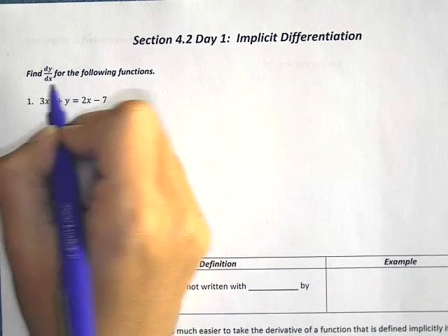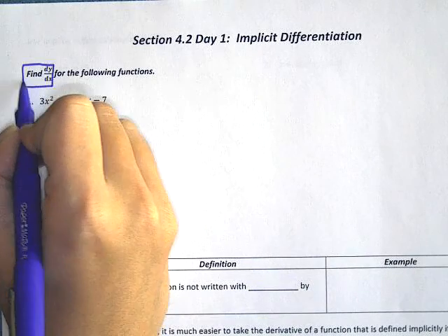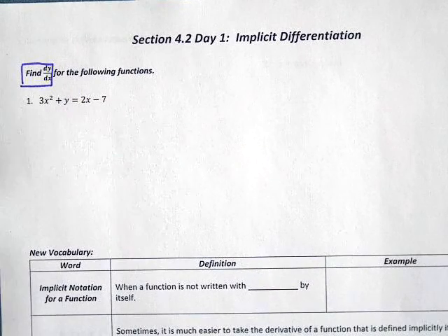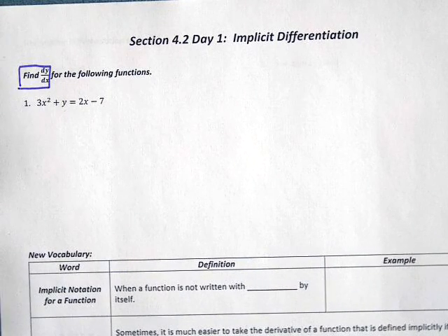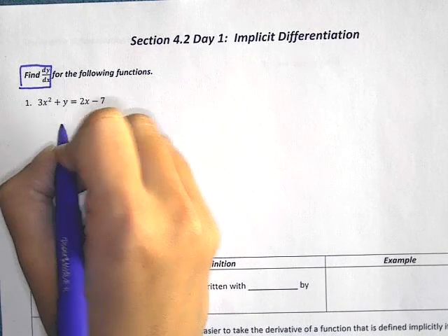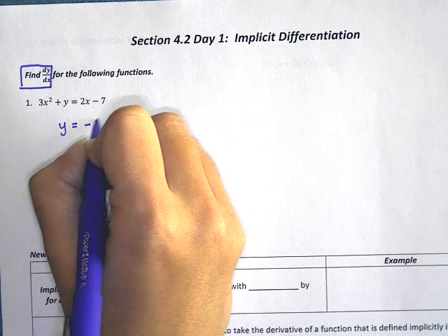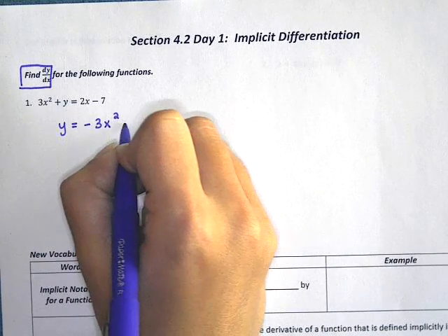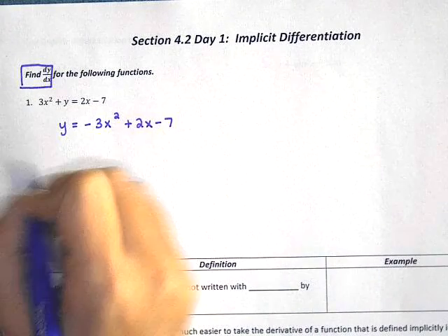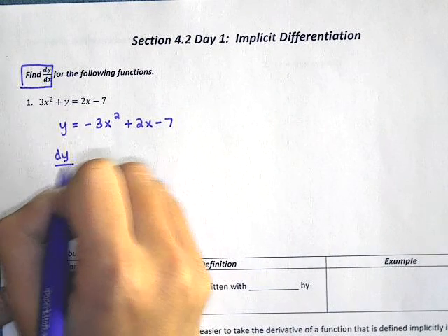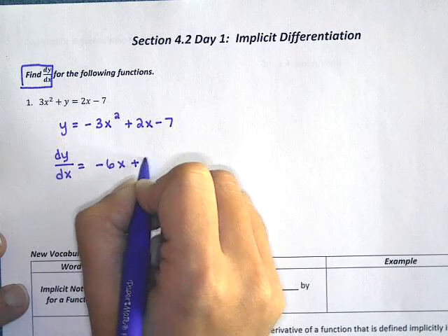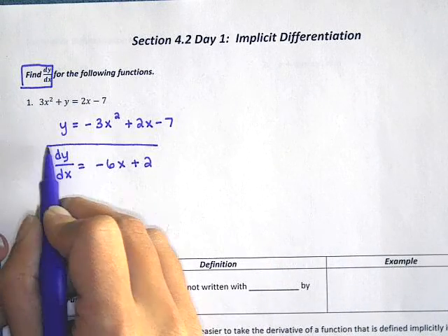If I said in the directions, find dy dx for the following function, the first thing you would do for this particular problem is you would have to get y by itself. This means find the derivative of y, so we would need y to be by itself. If we rearrange this, we get negative 3x squared plus 2x minus 7. Then when I take the derivative, I would just use the power rule and I would get negative 6x plus 2 as my final answer.